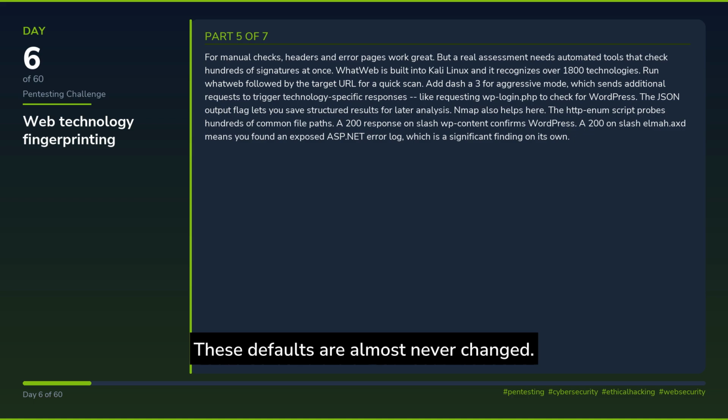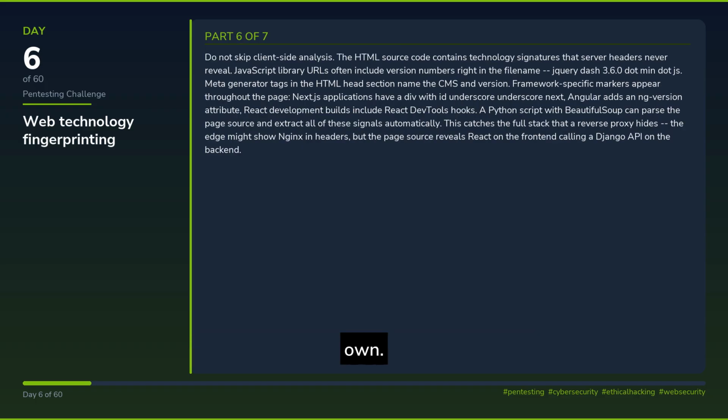Nmap also helps here. The http-enum script probes hundreds of common file paths. A 200 response on /wp-content confirms WordPress. A 200 on /elmah.axd means you found an exposed ASP.NET error log, which is a significant finding on its own.